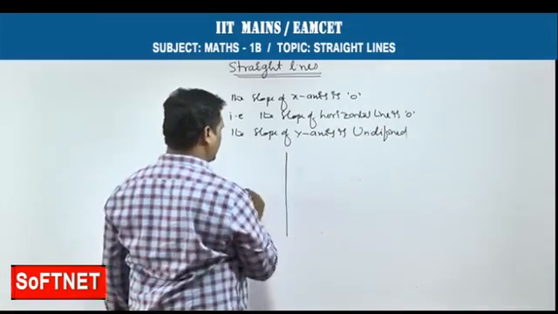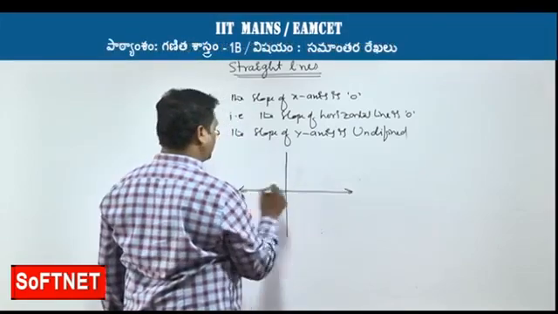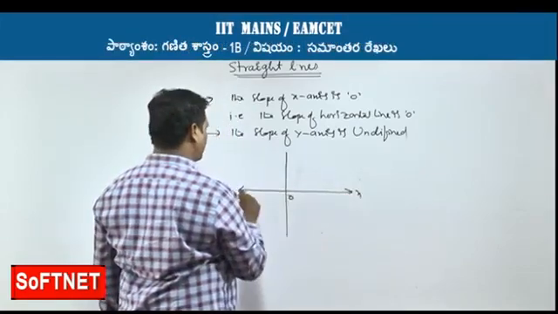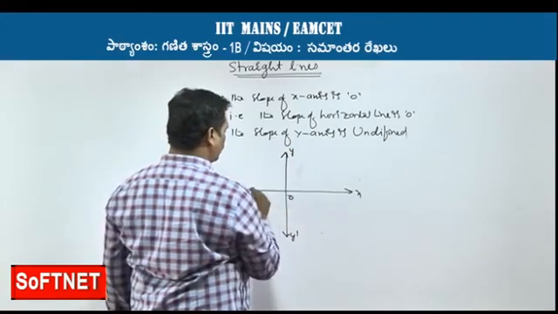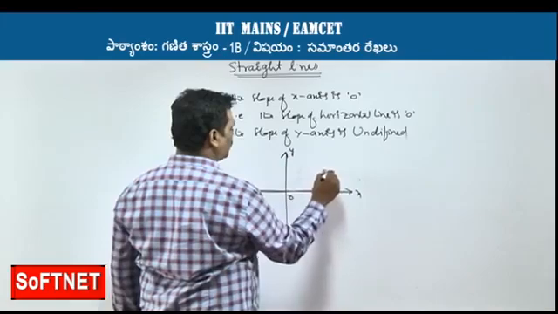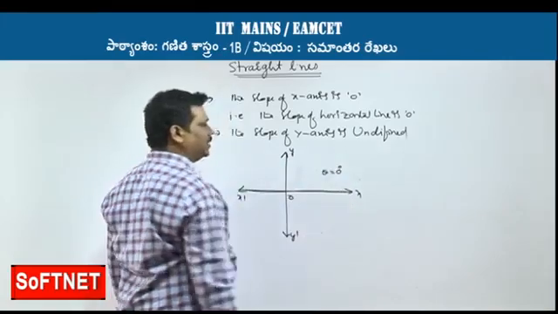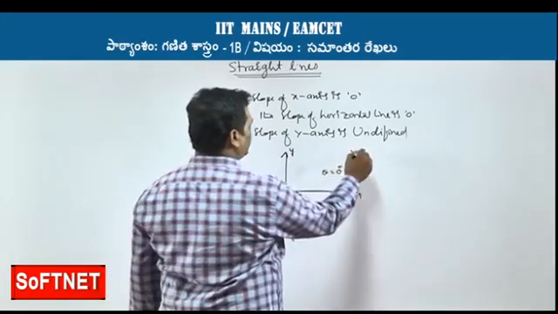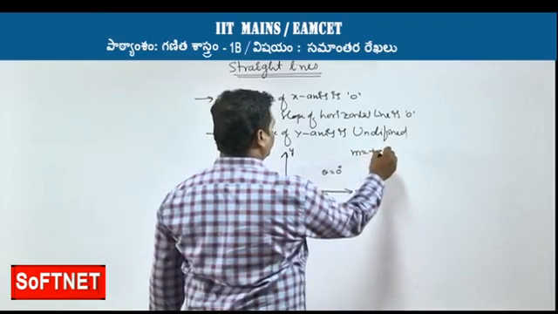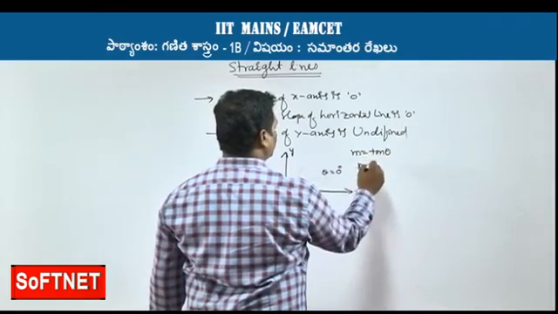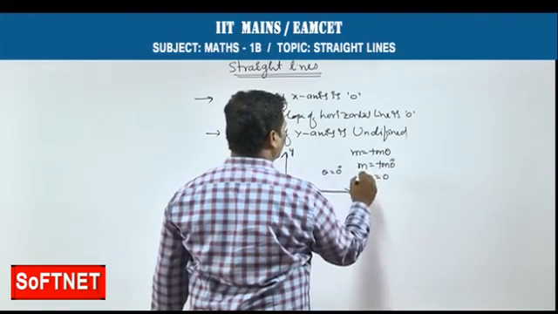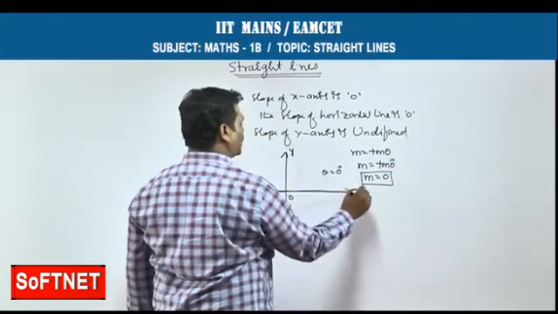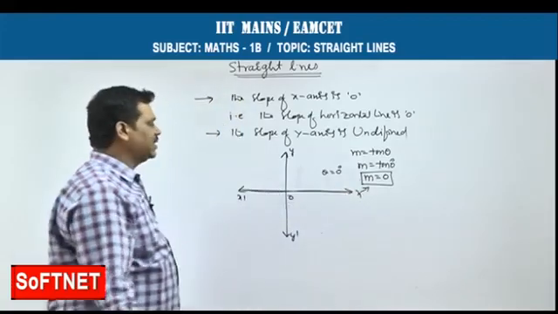So, here are the X axis and Y axis, XOX' and YOY'. Here, the slope of the x-axis means theta equals what? 0 degrees. So here the slope of the tangent is m equals tan theta. Here theta equals 0 degrees, so m equals 0. So the slope of the x-axis is 0.